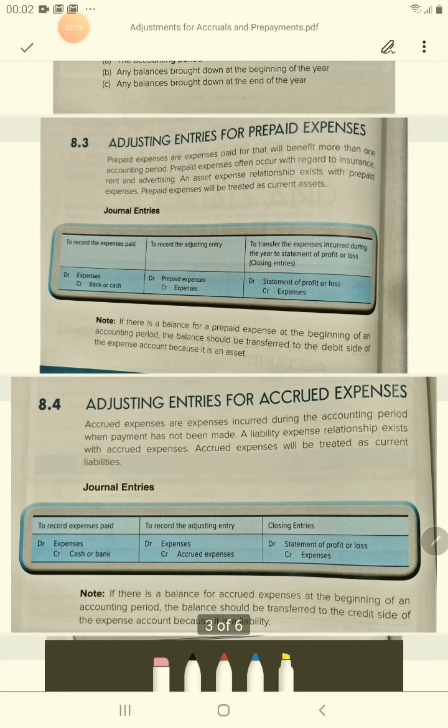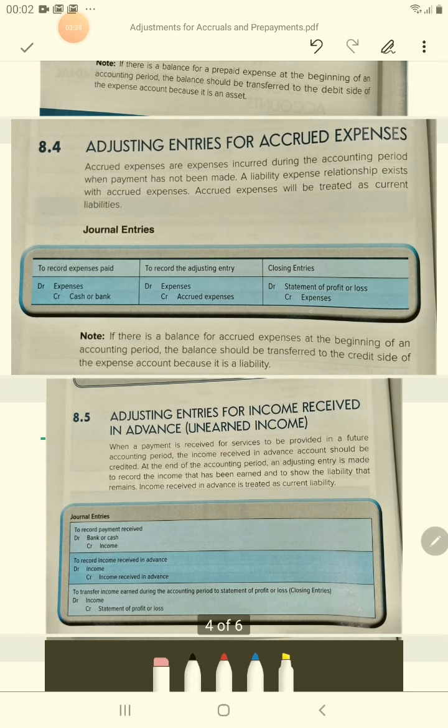For adjusting entries on prepaid expenses, this one is a current asset. Therefore, we will debit prepaid expenses and credit expenses. Prepaid expenses is a current asset. As simple as that.